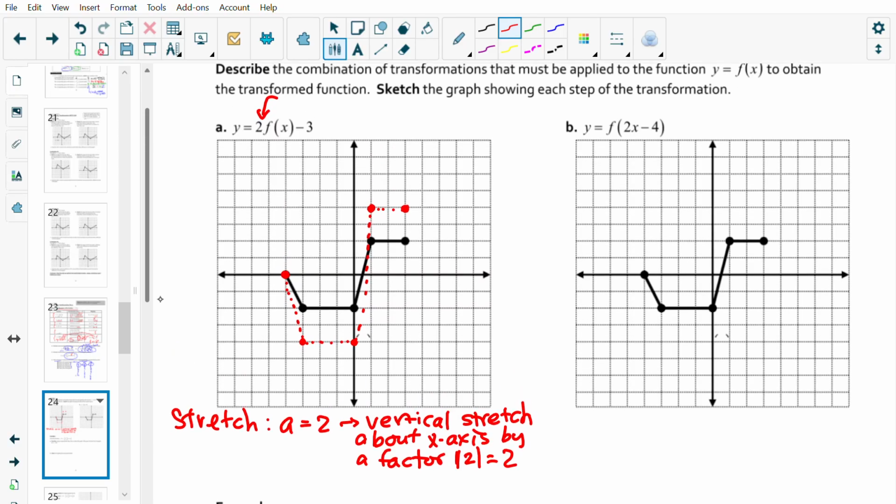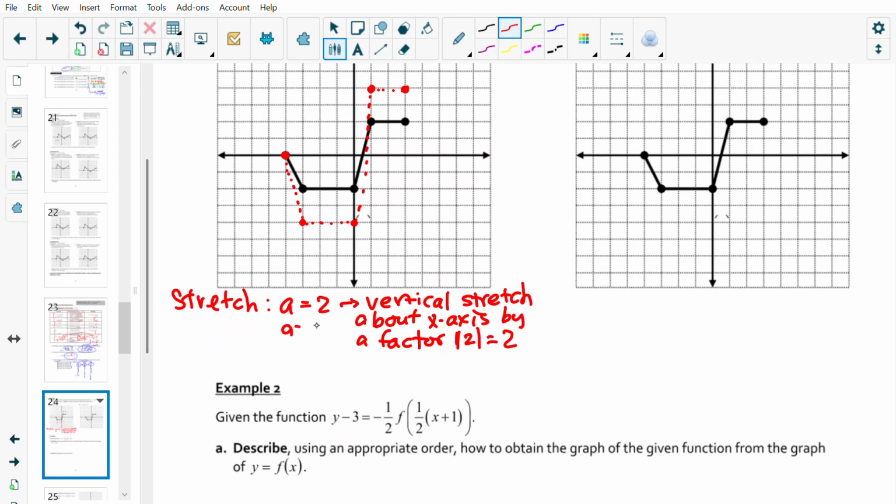All right, reflection, none, right? I don't see a reflection. A is greater than 0, so no reflection. Last one, translation. So we'll go from the dotted line one to the final one. I have a translation. So I'm going to translate. What am I translating? My k value.